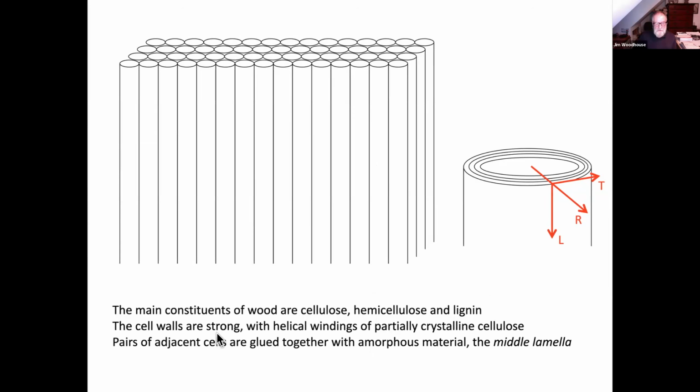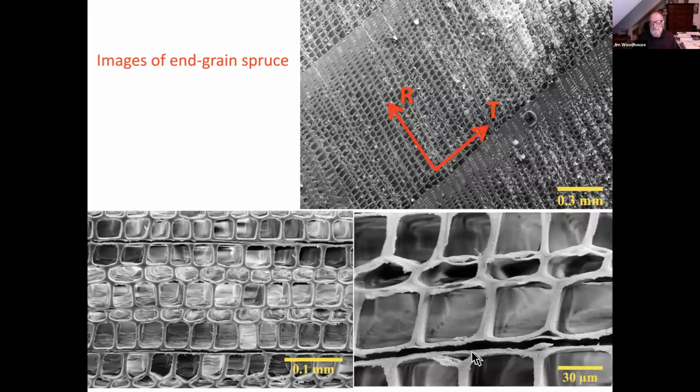The cell walls have got complicated microstructure. They've got helical windings and all sorts of stuff, which we needn't go into. Adjacent cells are glued together with something amorphous, and that layer in between is called the middle lamella.